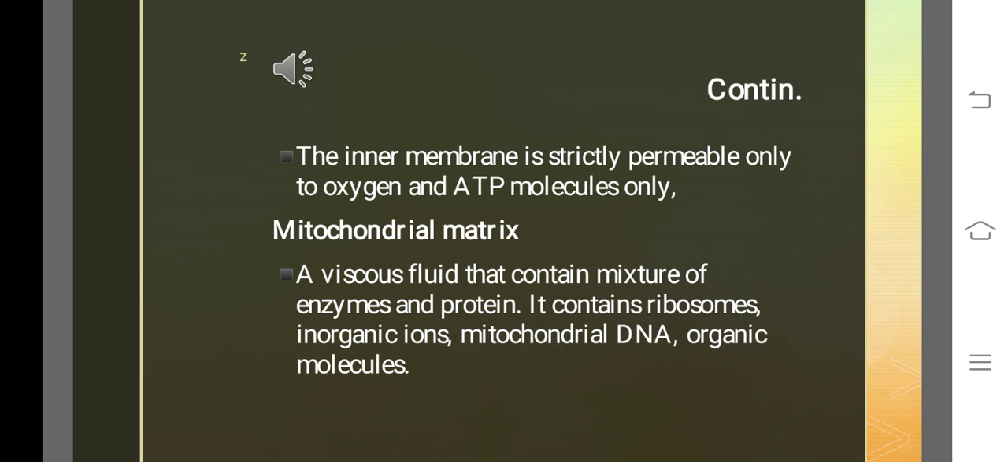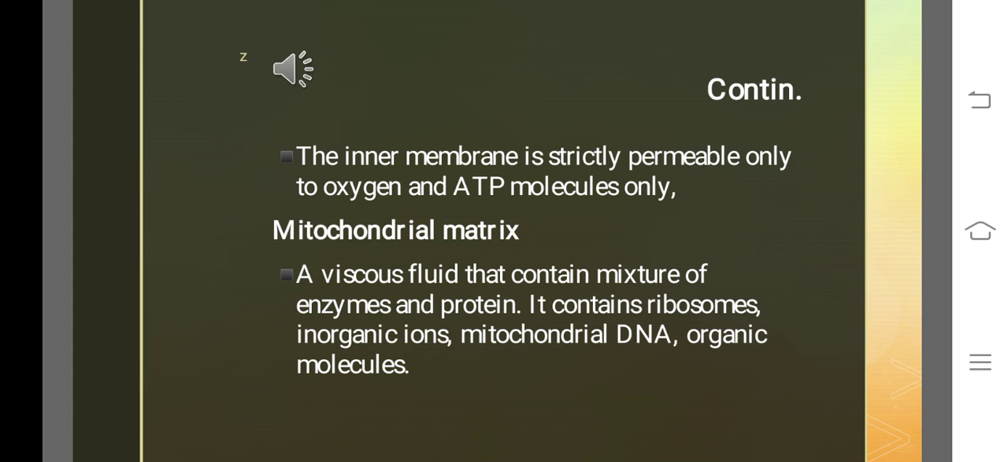Now, if we talk about the permeability of the inner membrane, as we already talked, the outer membrane is permeable. It freely allows different ions and nutrients to pass through it. But the inner membrane is not freely permeable. It is strictly selective, meaning it allows only certain substances through it, like oxygen for the cell to function, and the ATP molecules that are produced inside it. It only allows oxygen and ATP molecules to pass through it.